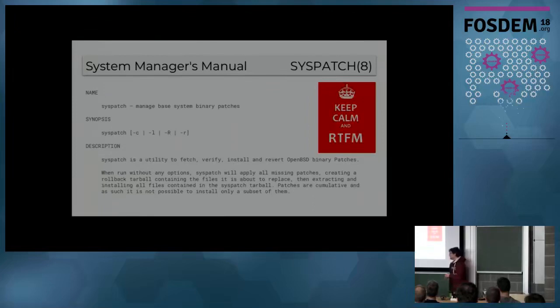So, syspatch. As I said, syspatch is a really, really simple tool. You have four options that we will detail later. But basically, if you run it without any argument, it will install all the missing patches automatically. You don't have to pass it any option. It's just a small utility that will fetch and install binary patches, and roll back, of course.